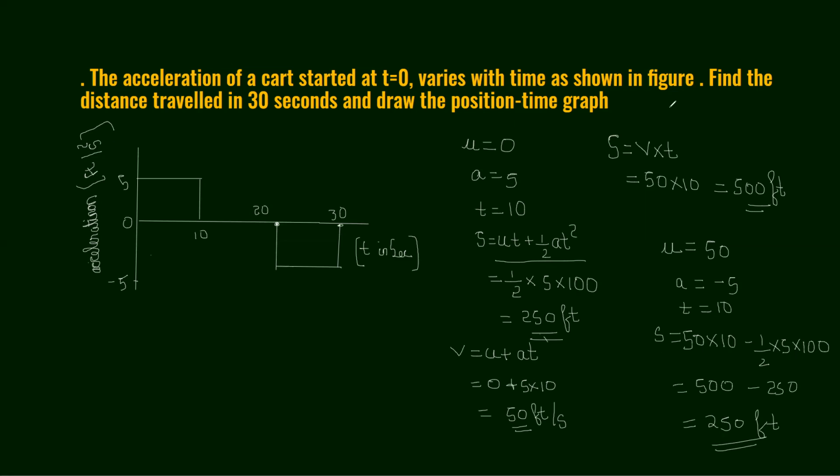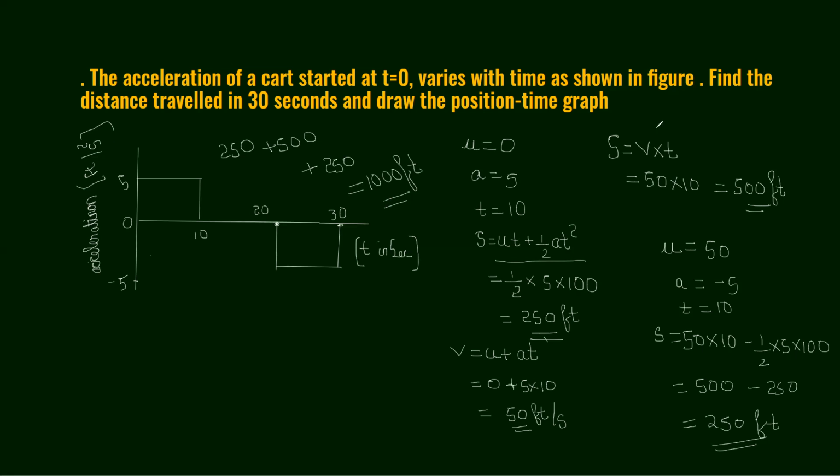So the question is the distance traveled in 30 seconds. In the first 10 seconds it is 250 feet, then from 10 to 20 seconds it is 500 feet, from 20 to 30 it is again 250. So the total distance traveled equals 1000 feet. Total distance traveled is 1000 feet.